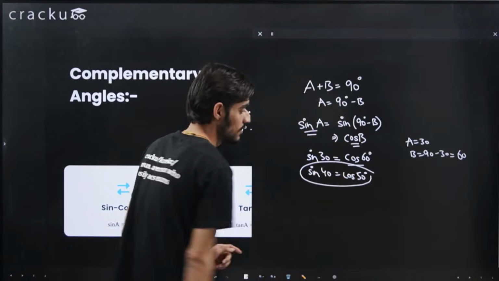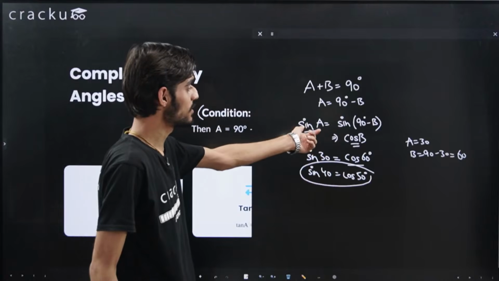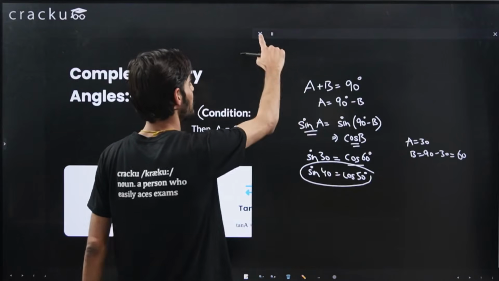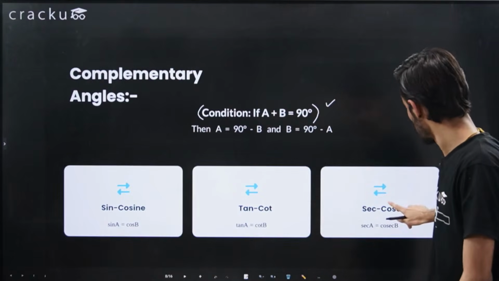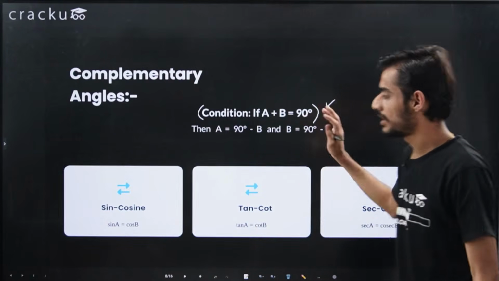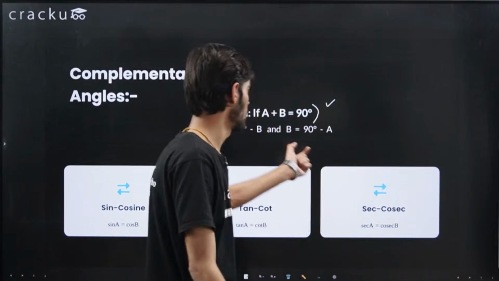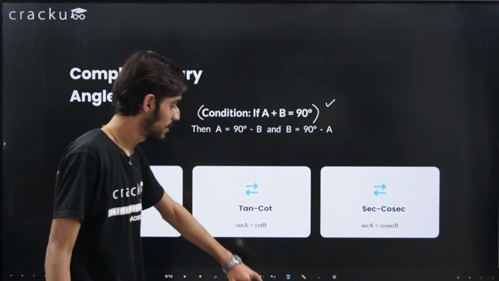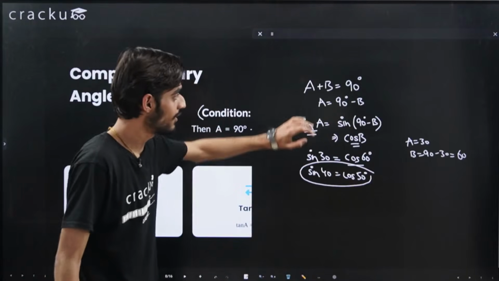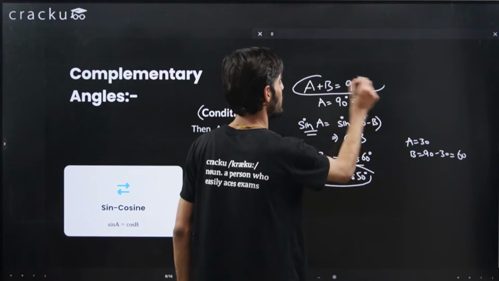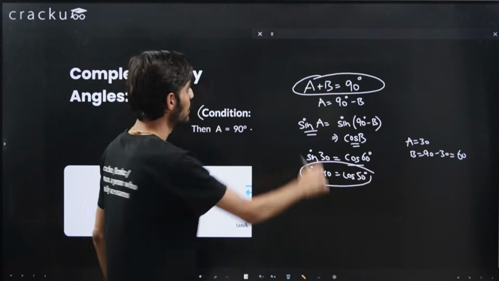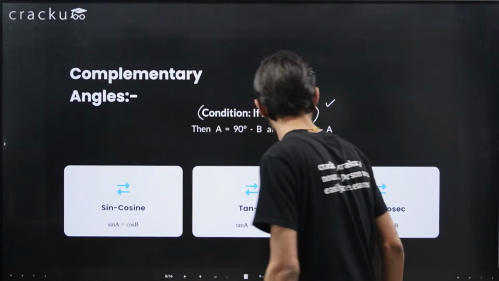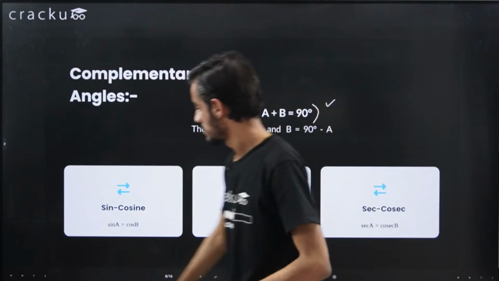So you can just remember this, and you can apply it not just to sine and cos, but to other identities also. You can apply this for cot and tan, and the same thing for sec and cosec also. The only thing to remember is that if the sum of the two angles is 90 degrees, then you can apply this result. If and only if a plus b is equal to 90 degrees, you can apply this result that sine of a is equal to cos of b. I think this should also be clear, so that we can move ahead now.